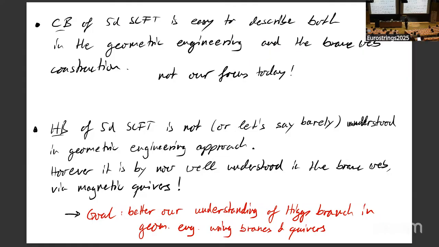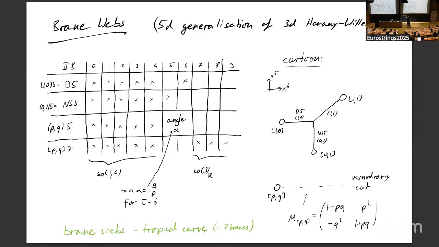This goes via something called magnetic quivers, which I will briefly introduce, but I will not say so much about them. So the goal is better understanding the Higgs branch in the geometric engineering picture, using the intuition that we get from brane webs and these magnetic quivers. Okay, very briefly, a brane web.